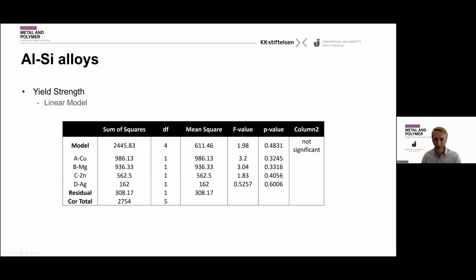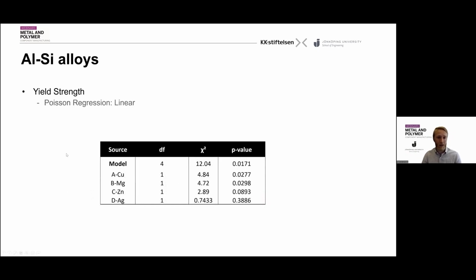And that shows that our overall model is just not significant, and even the individual terms are far from significant. So instead of using a linear model, I used a Poisson regression, which looks at the change in the log terms of the individual elements. We got an overall p-value of 0.01, which is not as good as our hardness model, of course, but it's still what we would call significant. It's still less than 0.05.